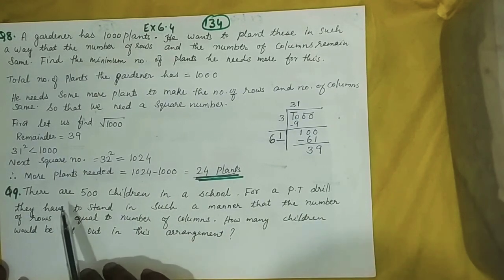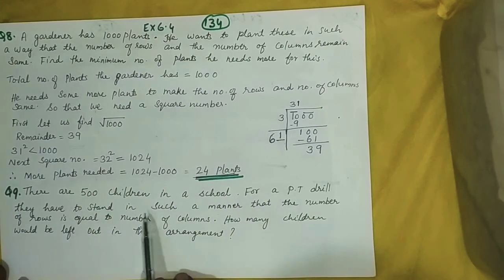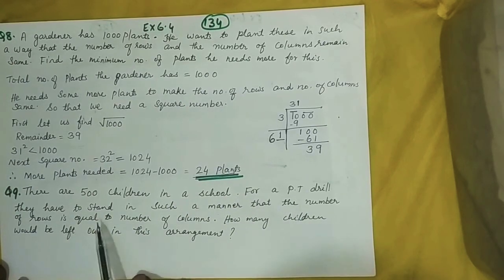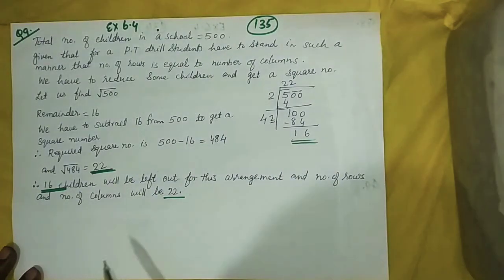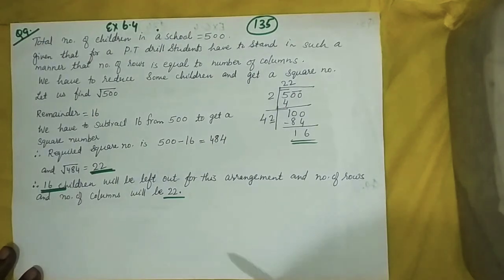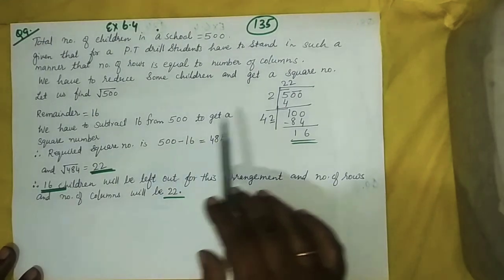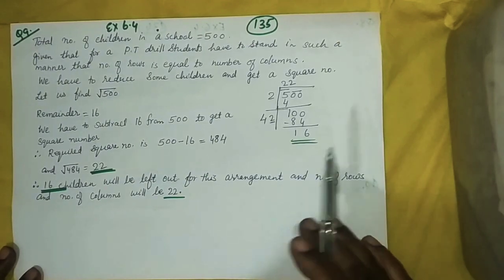Question number 9. There are 500 children in a school. For a PT drill, they have to stand in such a manner that the number of rows is equal to the number of columns. How many children would be left out in this arrangement? Here, a total of 500 children are there, but not all are participating in PT. We have to reduce some number of children, in such a way that the number of columns and number of rows are equal, so that we get a square number.